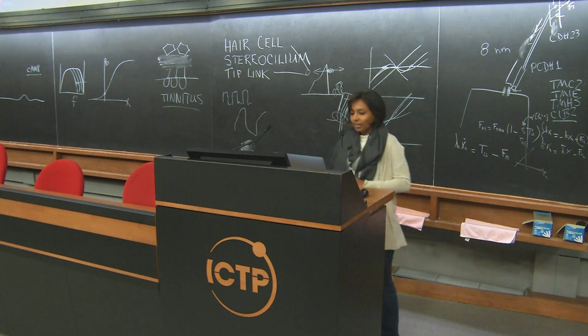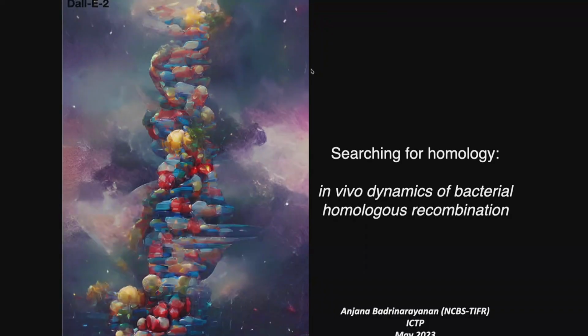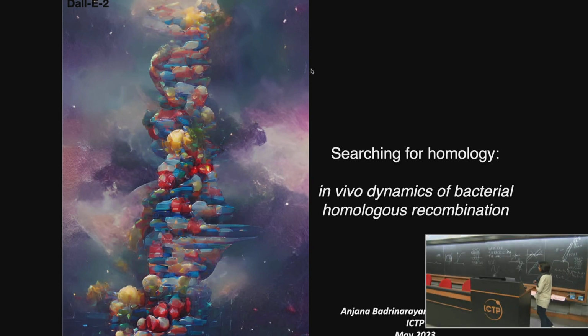Okay, excellent. So I'm going to tell you about a story that we've been working on in my lab for the past 6 years or so, but it originated even earlier when I was doing my postdoc in Michael Laub's lab, and it is to try and understand the mechanism of homologous recombination, which is a very fundamental process across domains of life. And the example I'm going to tell you about today is the example of a bacteria.